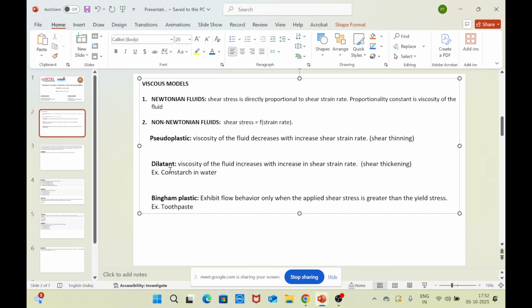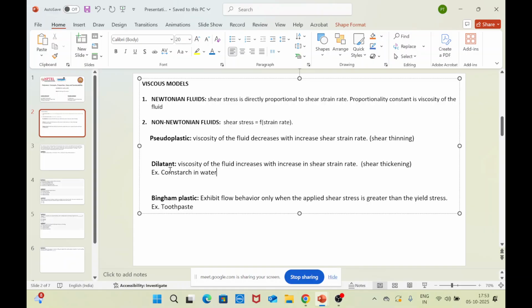So you take cornstarch and then you add them to the water. What usually happens is at low strain rate, they are just going to disperse in the water. However, when you increase the shear strain rate, the cornstarch particles actually come together, and they start forming clusters of cornstarch particles.